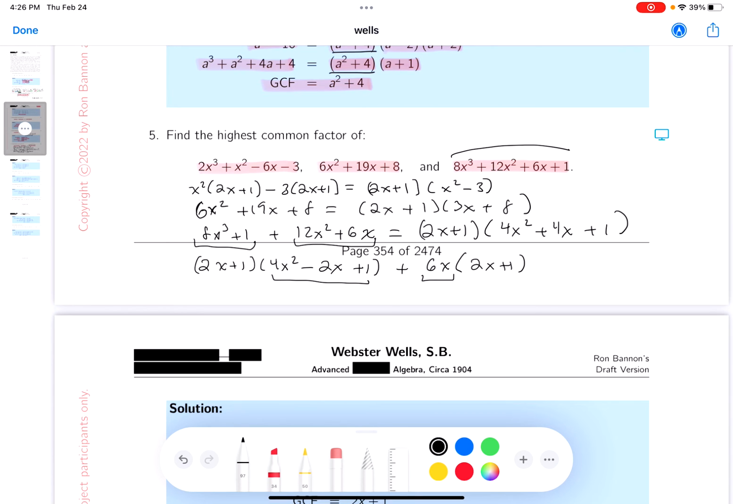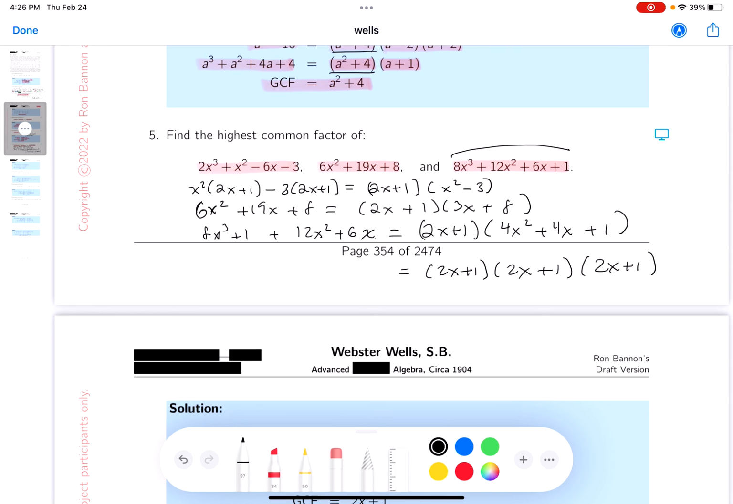All right, I'm kind of done with that. Let's see if I can factor the 4x squared plus 4x plus 1. Let's write that down: 2x plus 1, 2x plus 1. What do you get over there? You do get 4x squared. 2x and 2x is 4x. Yeah, it looks pretty good.